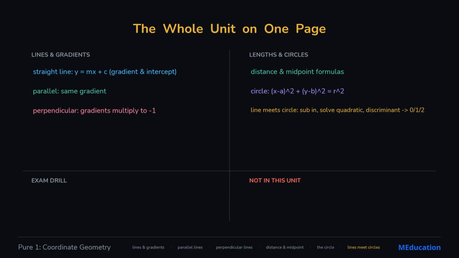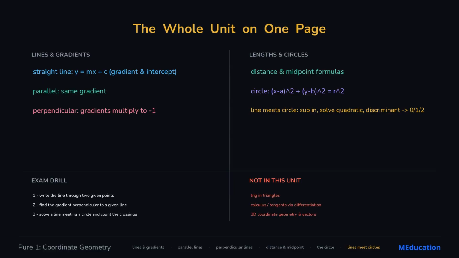Distance comes from Pythagoras, and the midpoint from averaging coordinates, while a circle is captured by x minus a squared plus y minus b squared equals r squared. Find where a line meets a circle by substituting in and solving the quadratic. Its discriminant gives 0, 1, or 2 intersections.